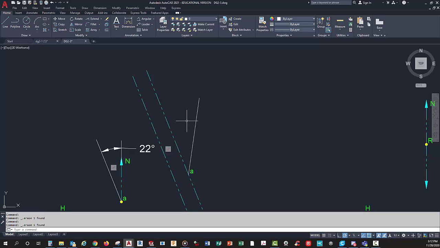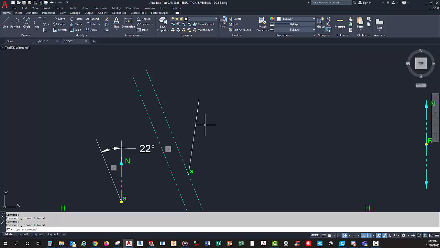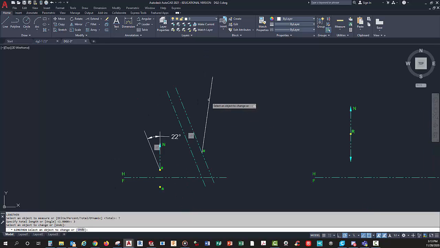Okay, so here's the deal. You need to have this line a certain length. They gave us a true length. So let's look back on it real quick. So we've got our bearing, we've got our slope. Slope angle there, 30 degrees, bearing 22 degrees. Now we have our true length, it's 3 inches. How do I make this line 3 inches? Well, there's this cool little command called lengthen, L-E-N, there you go, lengthen. And then you come down here and for total, I want to put in the distance that I want, which is 3, enter. And then I pick the end that I want to lengthen, like so, boom. Alright, guess what? Now that's true length.